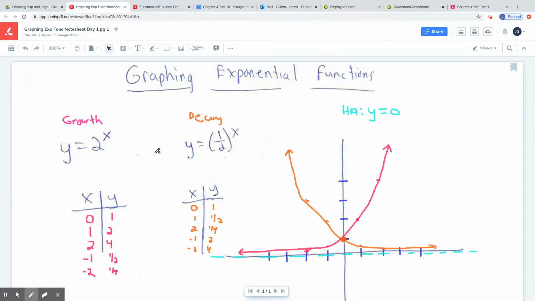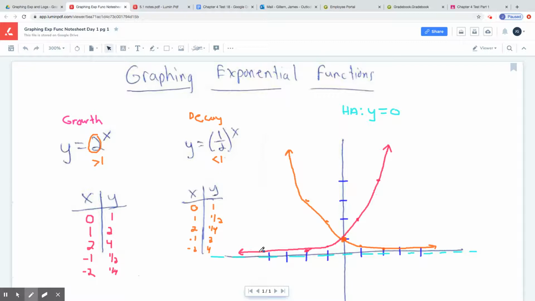Now, you can tell by looking at your base, what is being raised, so this is your base, 2 and 1/2. If this is greater than 1, it is growth. If this is less than 1, it is decay. We're talking about the absolute value of it. Don't worry about the negative. If it was negative 2, it doesn't make a difference; that would still be growth. So if that's greater than 1, then it is a growth. If it is less than 1, it is a decay function.